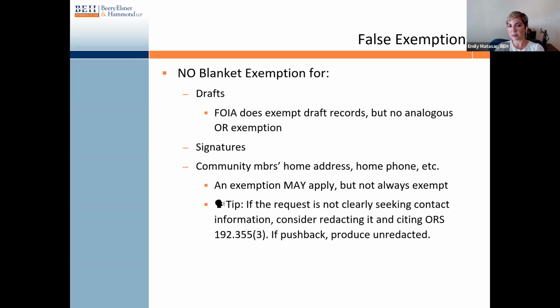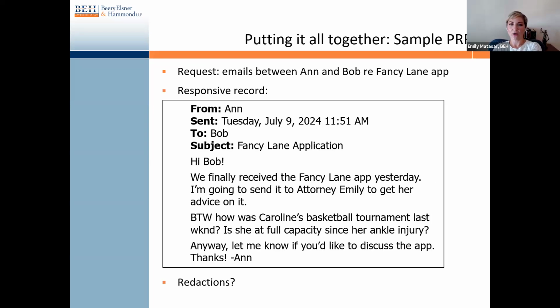personal privacy exemption. And then if you get any pushback, that exemption only applies when it would be an unreasonable invasion of privacy. The courts have said that just like your home phone number and home address is not. So that exemption doesn't apply unless there's some special circumstance, but you can still rely on it to redact it. And if there's any pushback, then produce it unredacted. Like, don't fight about it, because we will lose that fight. Okay, so let's put it all together. I swear I'm winding down here and we will take questions.